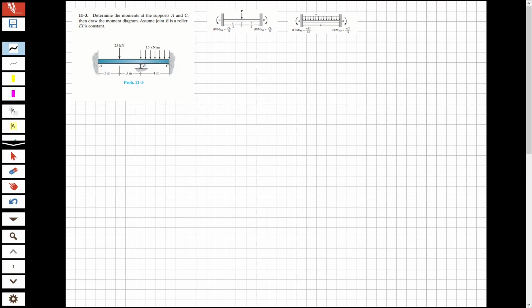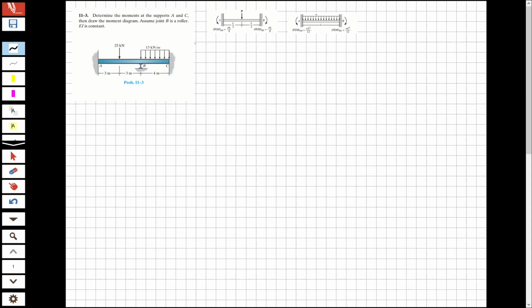Today we are going to solve the questions about structural analysis, and we are going to use the slope deflection method. And now you can see that we have a beam. We have three supports, two are fixed, one is a roller. So let's solve the question.